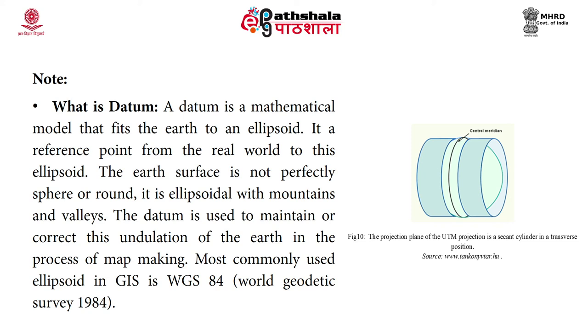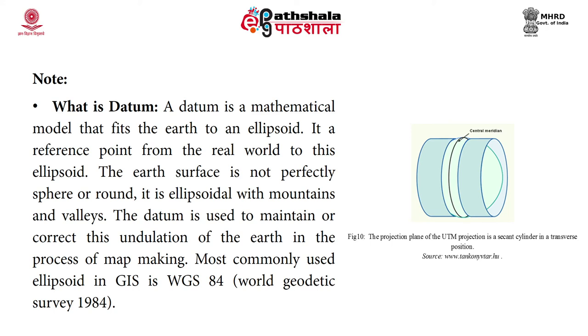Let us first look into what a datum is. A datum is a mathematical model that fits the Earth into an ellipsoid, with a reference point from the real world to this ellipsoid. The Earth's surface is not a perfect sphere or round. It is ellipsoidal, with mountains and valleys. The datum is used to maintain or correct this undulation of the Earth in the process of map making.